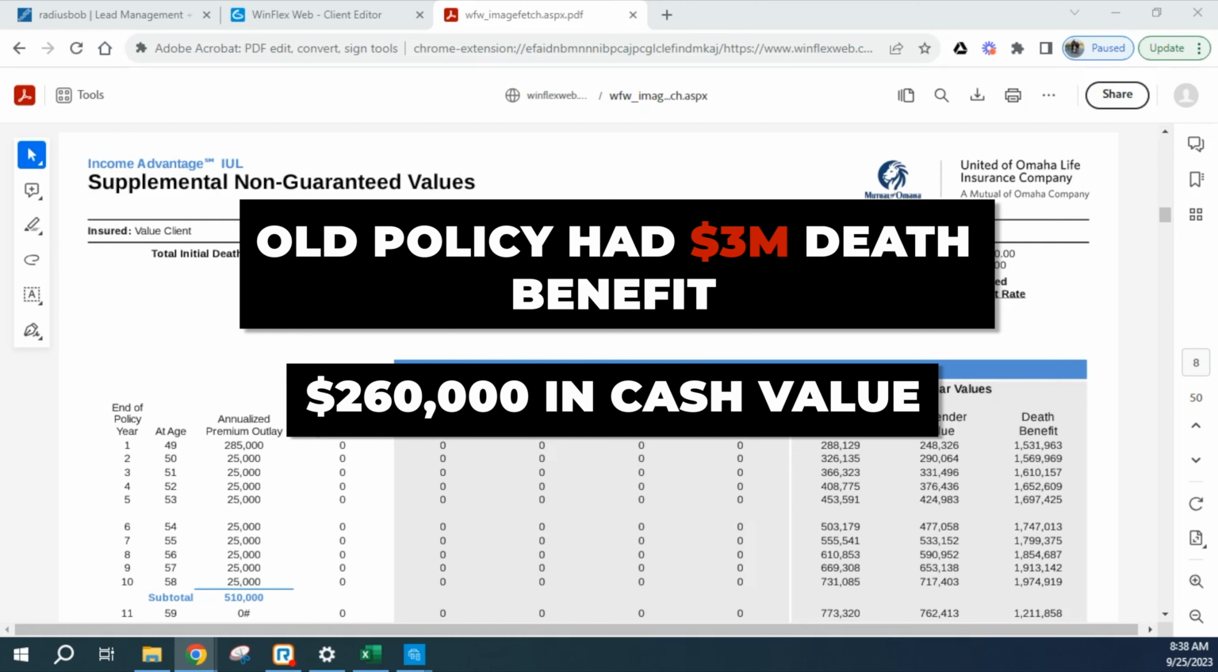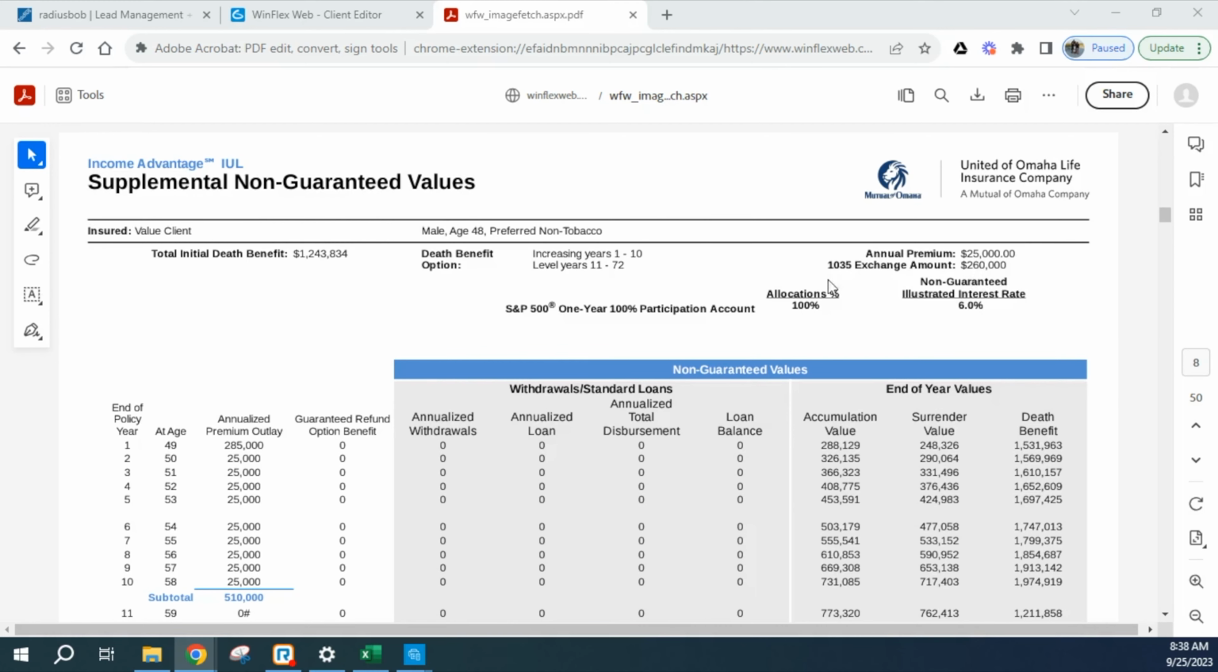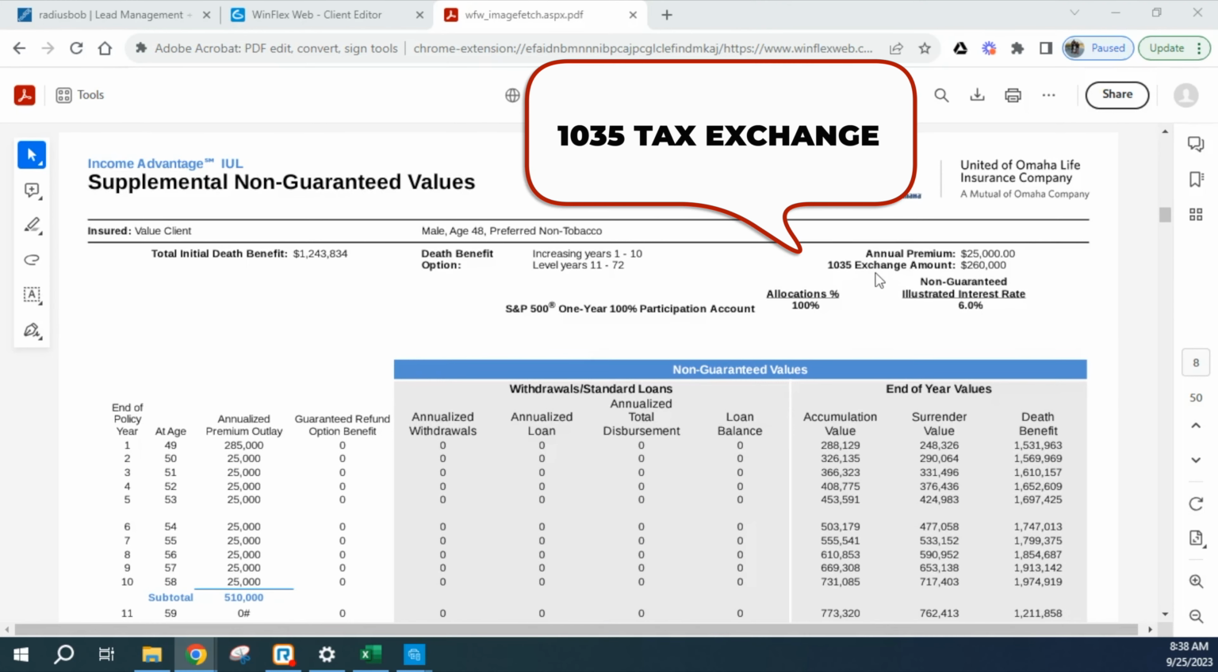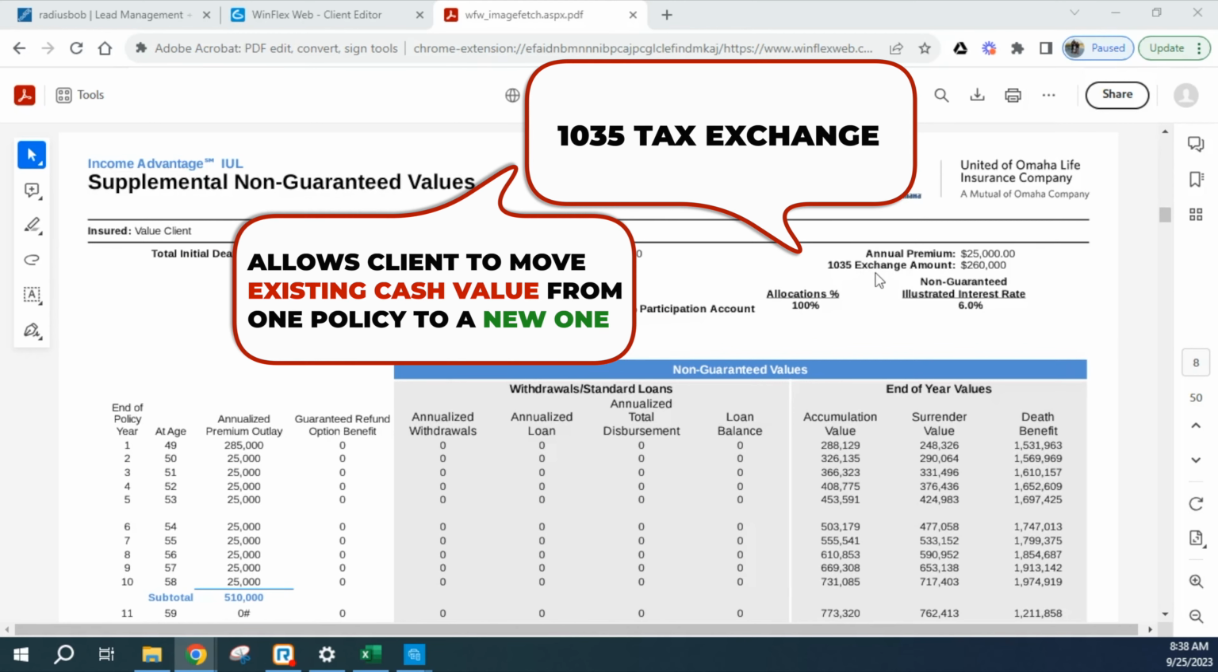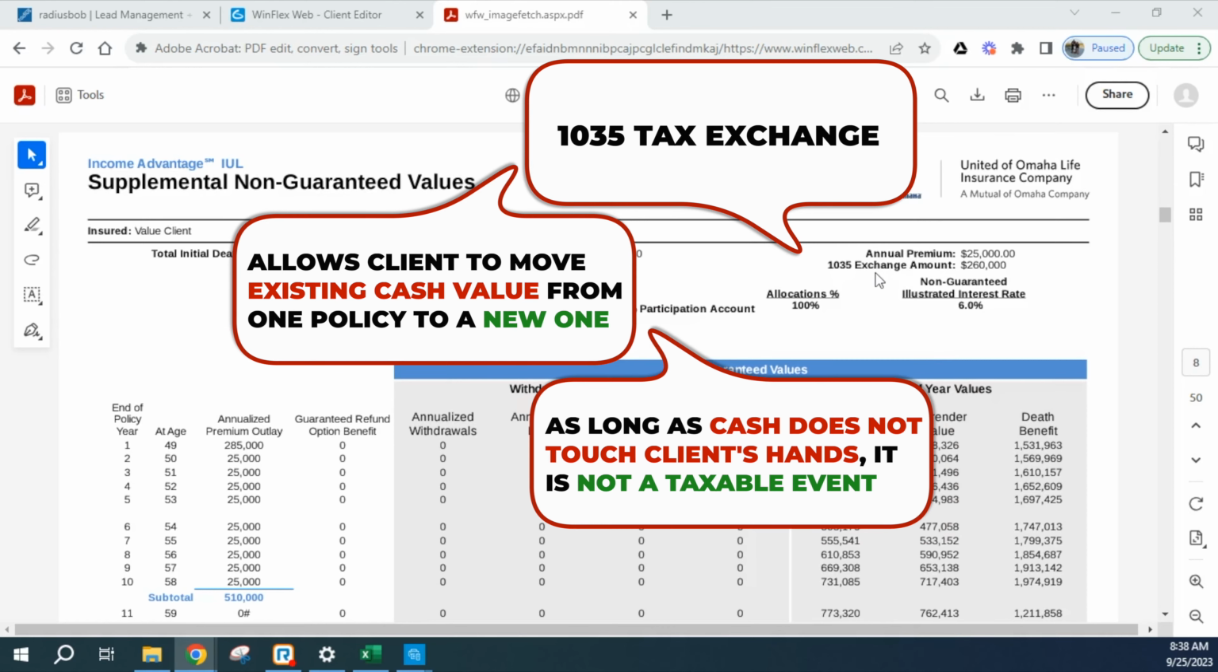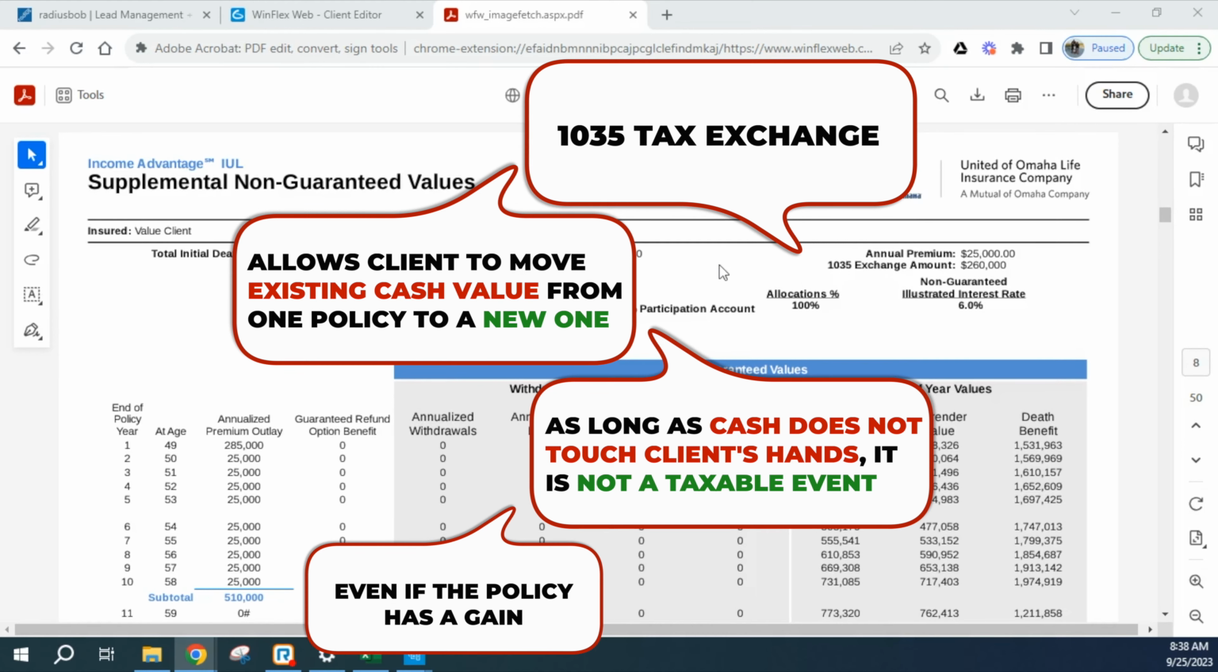Well, in the life insurance world, we have a concept called a 1035 exchange. This is straight from the IRS tax code. What it does is it allows a client to move their existing cash value from one policy to a new policy. And as long as that cash does not touch the client's hands, it is not a taxable event, even if the policy has a gain in it.